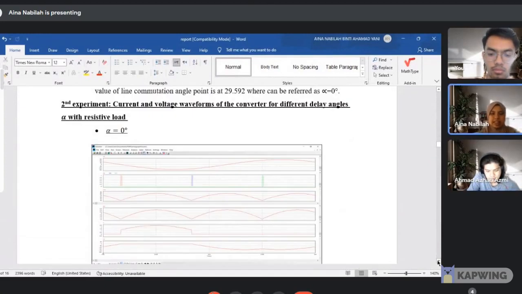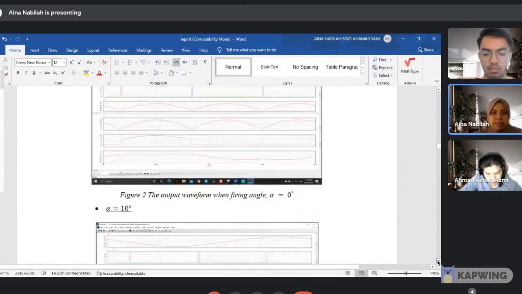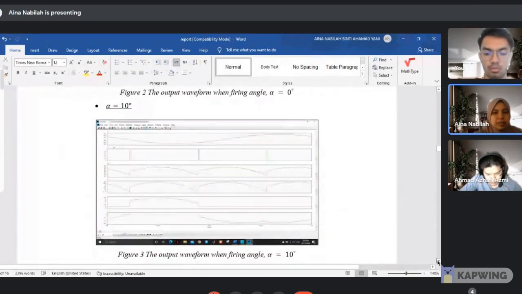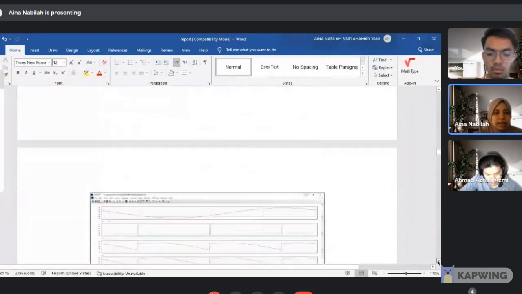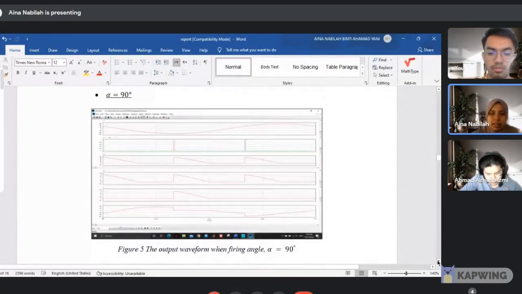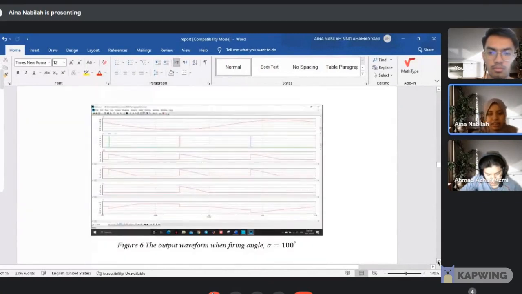For the second experiment, which is the current and voltage waveform of the converter for different release angles with resistive load, we do this experiment at a release angle of 0. This is the waveform that we get, and then the delay angles of 10 degrees, 30 degrees, 90 degrees, and the last one is 100 degrees.